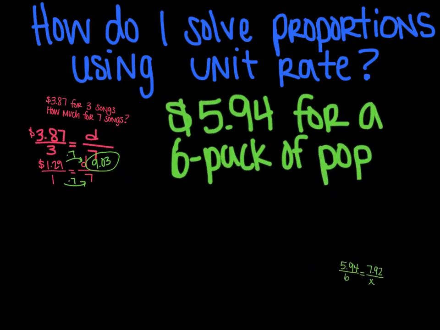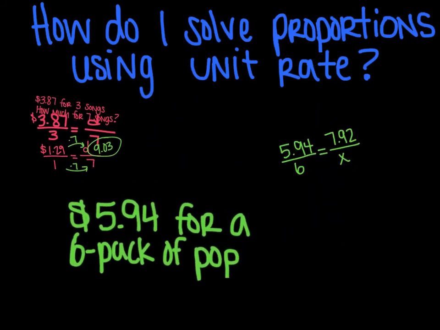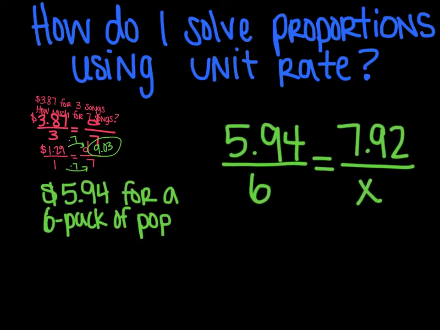Next one. $5.94 for a 6-pack of pop. All I'm doing with this is just giving you context to problems. So here, y over x, $5.94 for 6 cans. I want to know how many cans I can get for $7.92. Scale factor, again, not so easy to see. It is there, it's just going to be lots of decimals, not mental math. Again, same with simplifying your fraction. That's not going to be helpful either. So we have to do unit rate. So you're going to find what 1 would be.